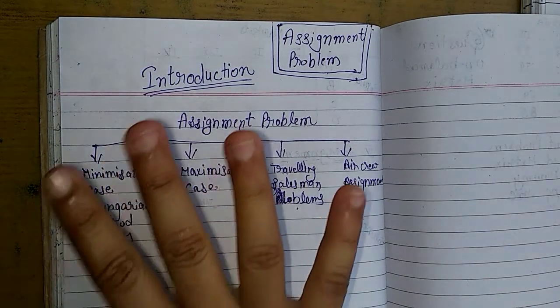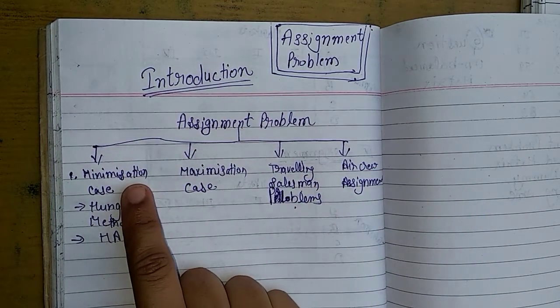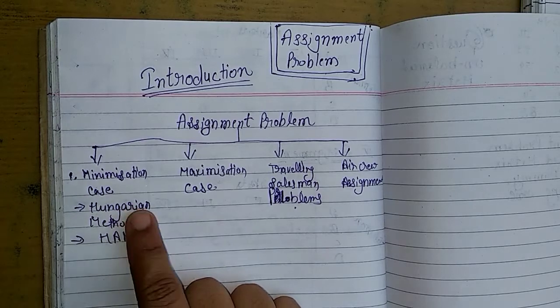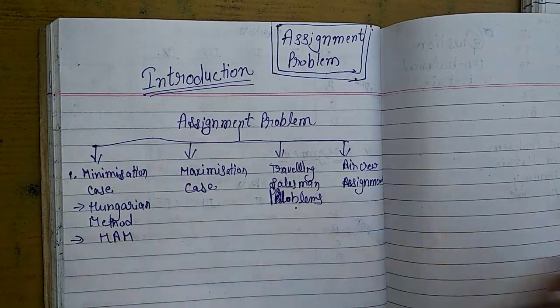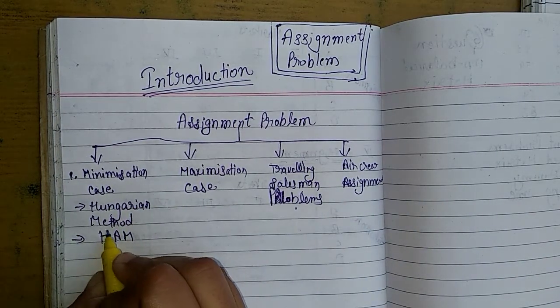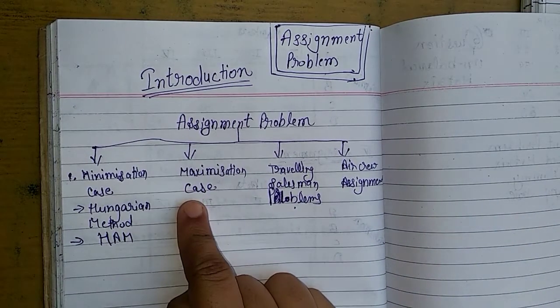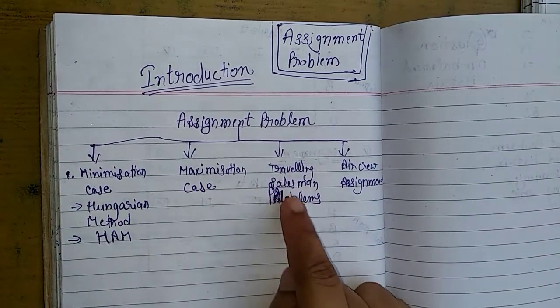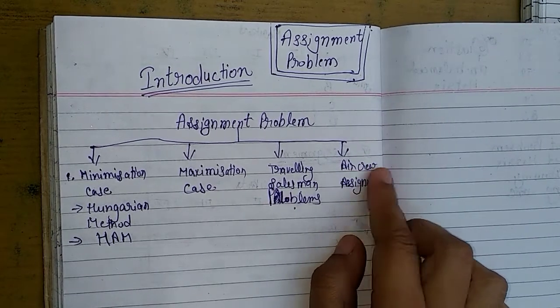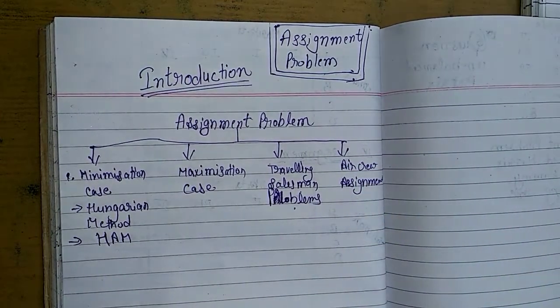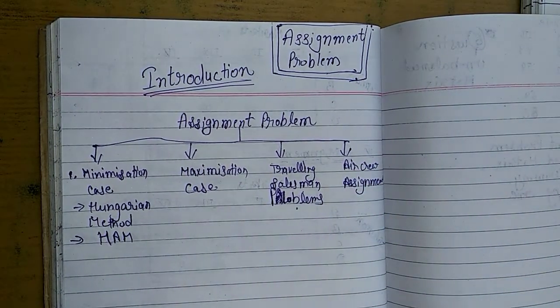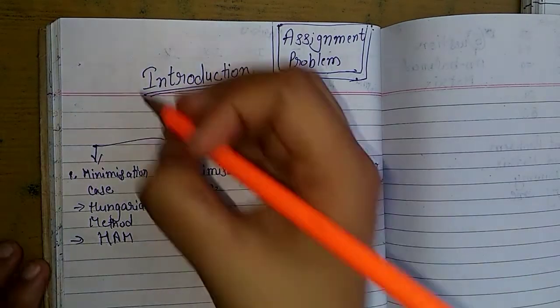Assignment problem has four methods. First, minimization case, which is also known as Hungarian method, HAM. And second one is maximization case. Third, traveling salesman problem. Fourth, air crew assignment. Always remember that matrix should be balanced one.